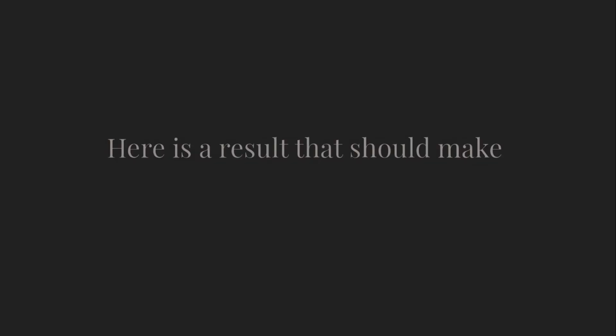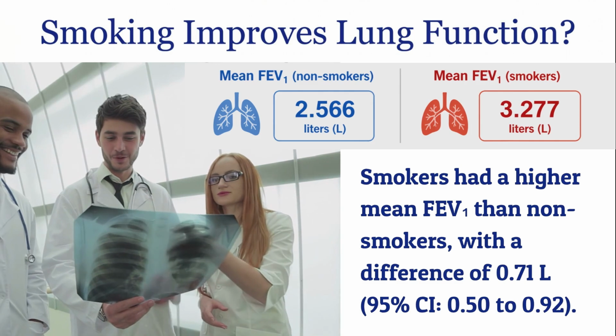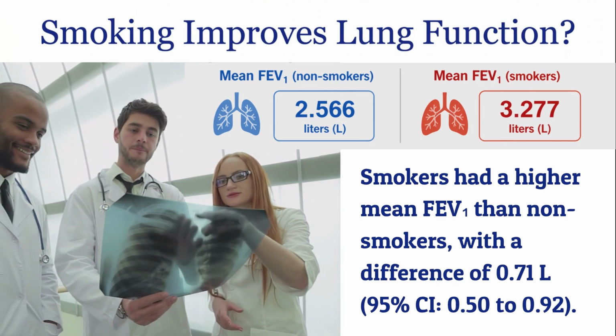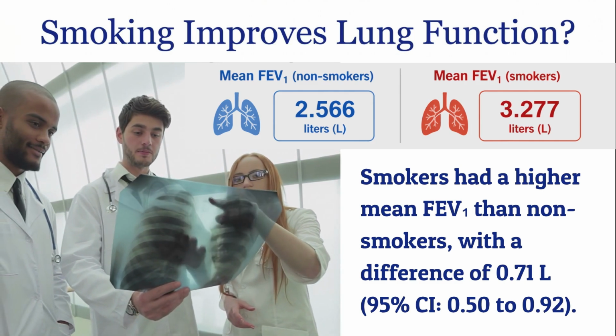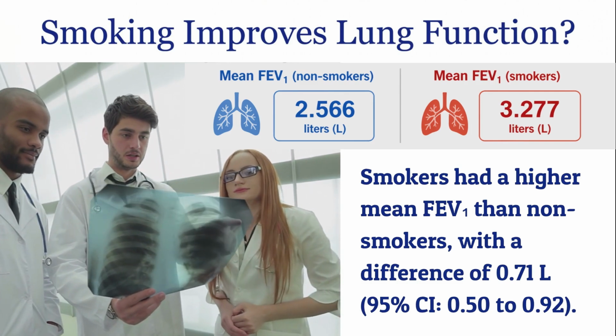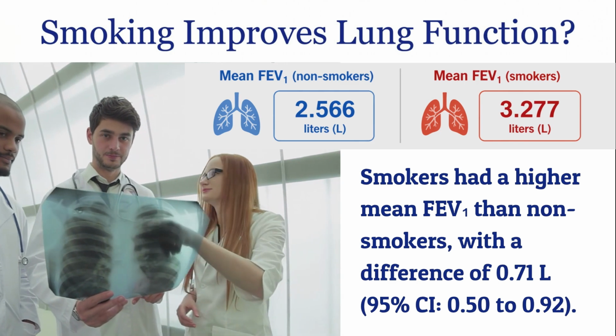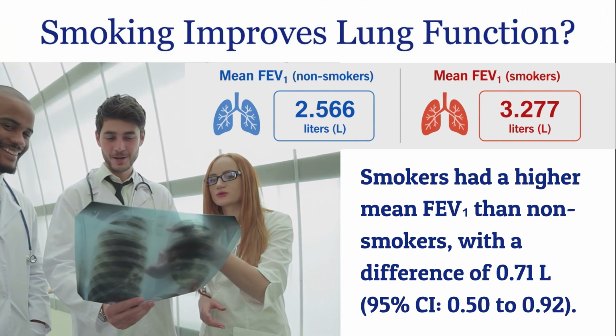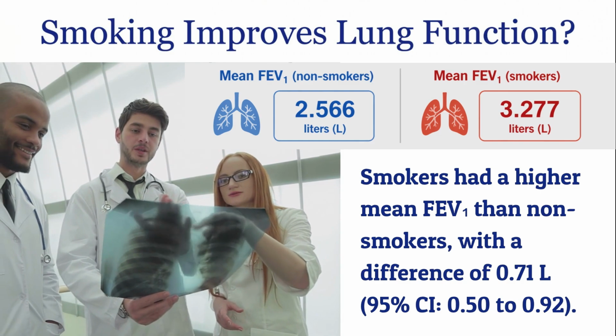Here is a result that should make you pause. In this dataset of children, smokers appear to have better pulmonary function than non-smokers. Pulmonary function is measured using forced expiratory volume in 1 second, or FEV₁, which reflects the amount of air a child can forcefully exhale in the first second after a deep breath.